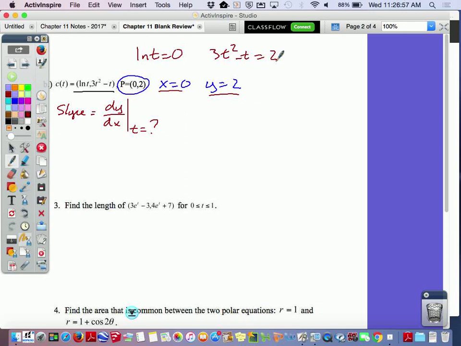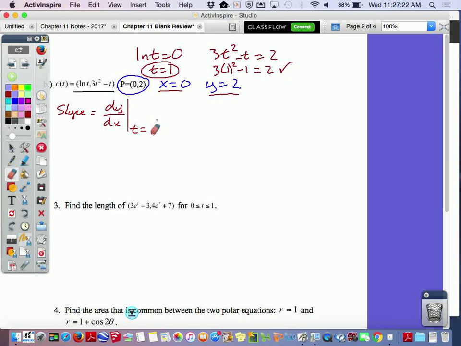If I look at this first equation right away, it jumps out at me that t is equal to 1. And I'm just going to verify that that works over here. 3 times 1 squared minus 1, that does equal 2, so that checks out. So the t value that we're using for this problem is 1. That's an essential piece to get the slope. We need that t value.